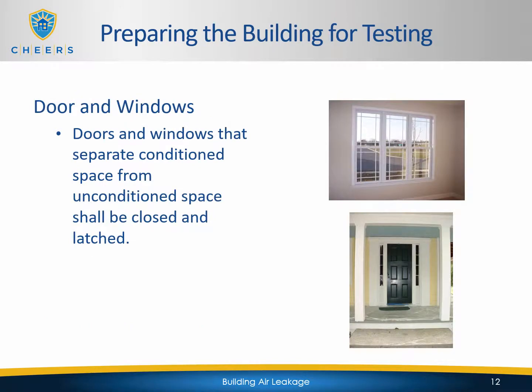So doors and windows that separate conditioned space from unconditioned space shall be closed and latched. So any window or door that separates the exterior of the house from the interior of the house has to be closed and latched.